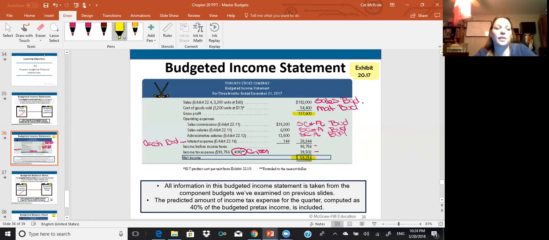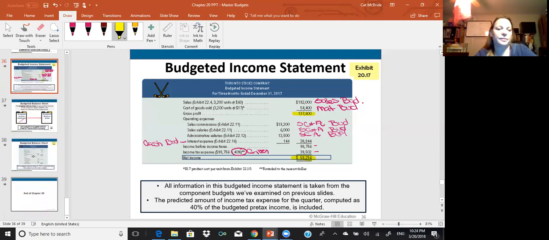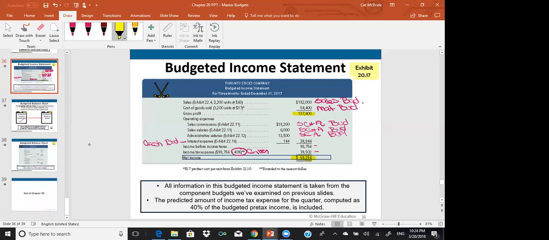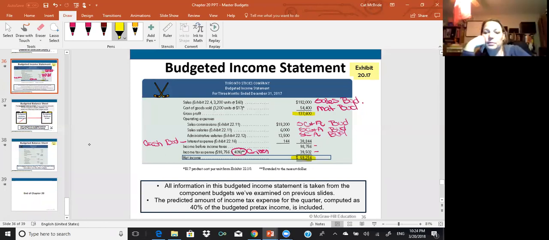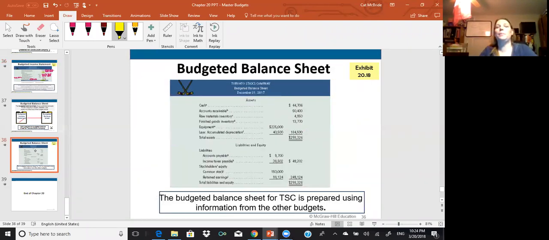All right, does the income statement make sense? Yes. How about for everybody else? Yes. Okay. All right, last one's the budgeted balance sheet.